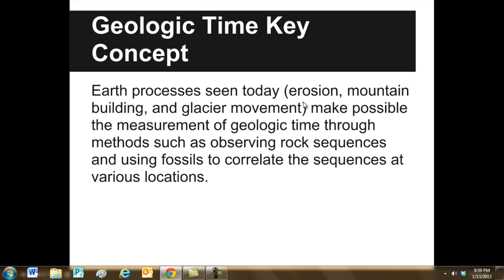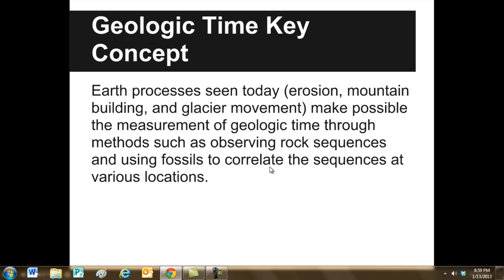Geologic time, our key concept. Earth's processes seen today, such as erosion, mountain building, and glacier movement, make possible the measurement of geologic time through methods such as observing rock sequences and using fossil tools to correlate the sequences at various locations. Okay, so there are some big scientific words in this key concept.